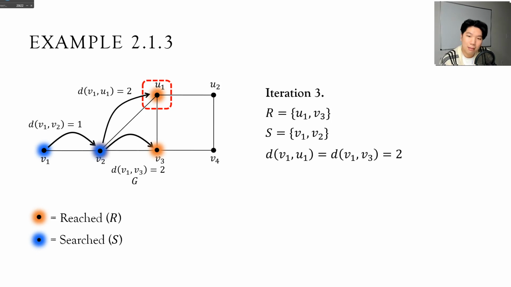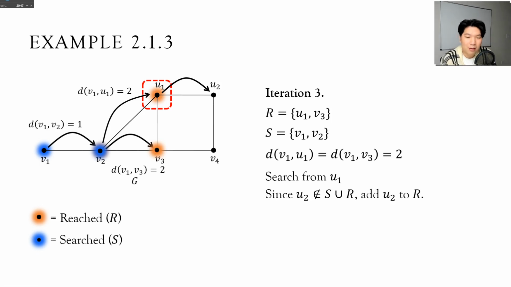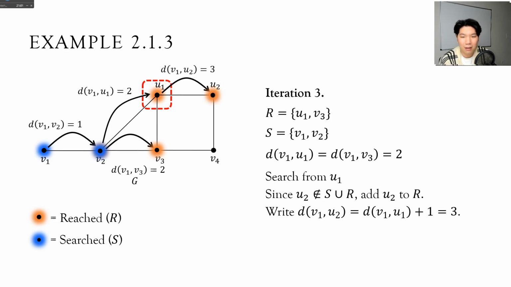So once again, I search from U1. If I search from U1, then I can reach U2. And notice that I'm not putting an arrow from U1 to V3. The reason is that this vertex has already been reached. I don't need to reach that vertex anymore. It's been reached previously. So, since U2 is the only neighbor that does not belong to S or R, I can say we can reach U2 now. Furthermore, I can assign it a distance of 3, like I have here.